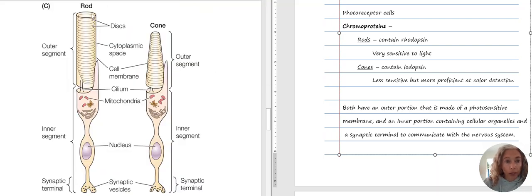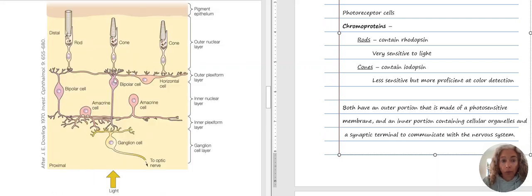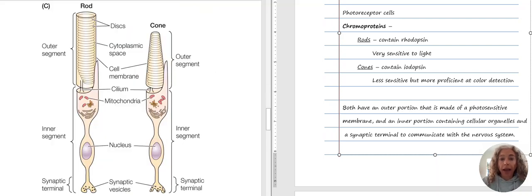And again, a close-up of a rod with the photopigment, and then the inner part of the cell, the mitochondria, Golgi apparatus, nucleus, and then finally down here, that synaptic terminal that's going to communicate with the nervous system. The activation of photopigments is graded depending on the number of photons exciting these proteins. So in brighter light, there's going to be a stronger response than in dimmer light.